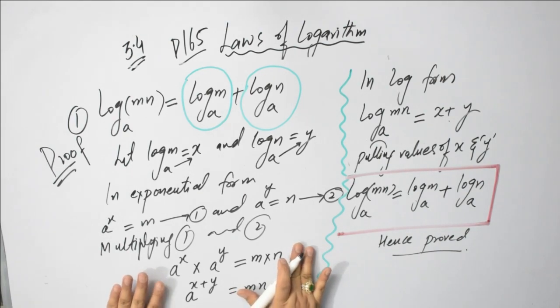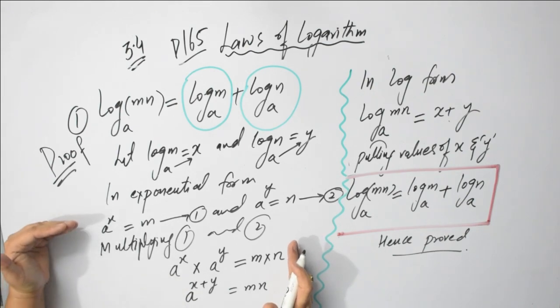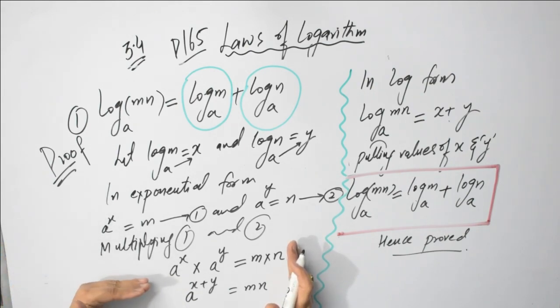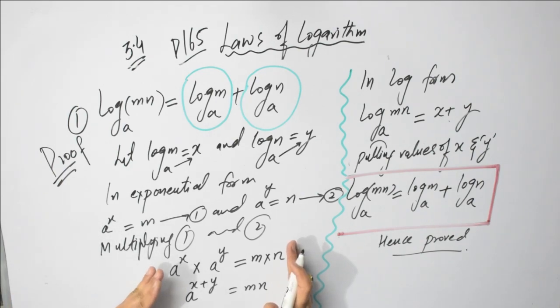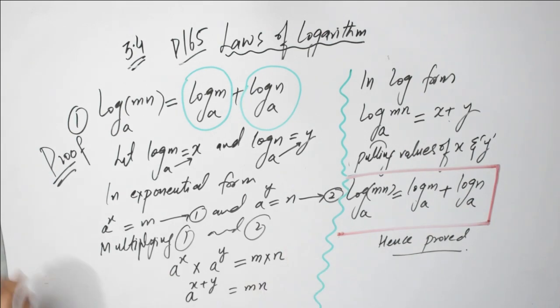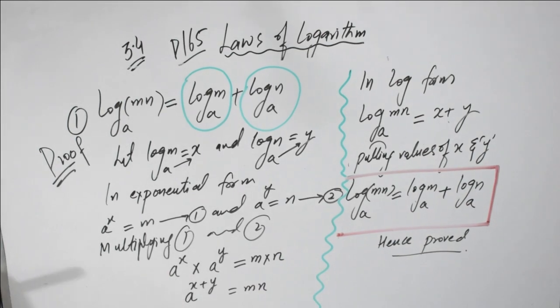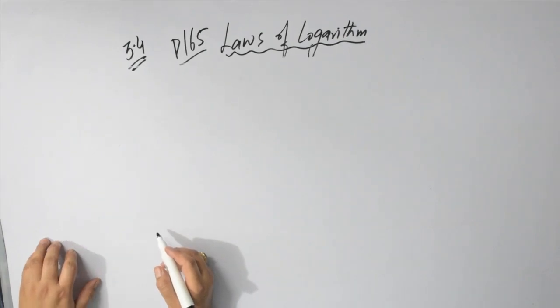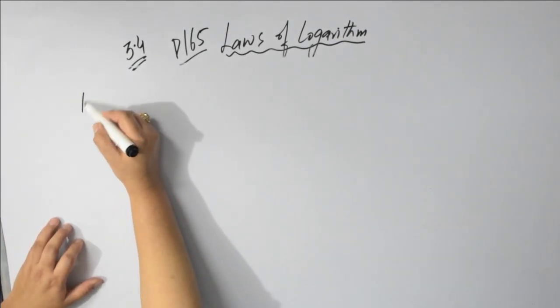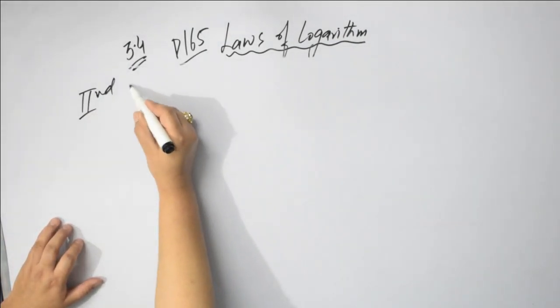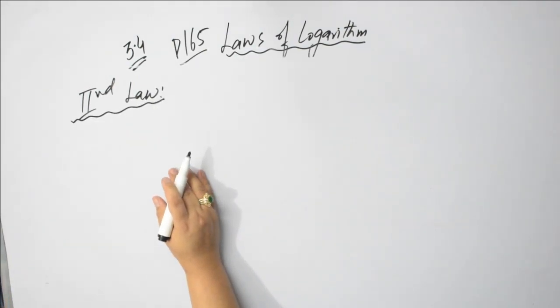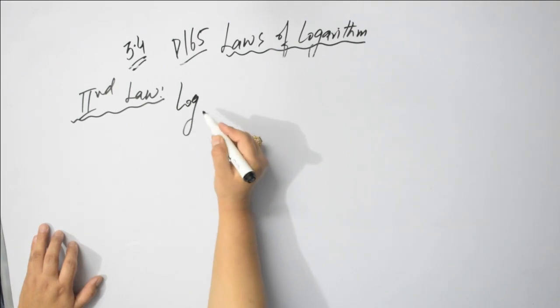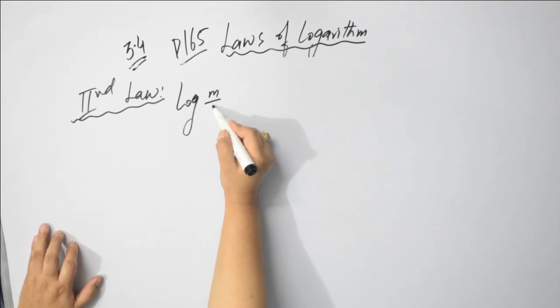Now come to its second law. First law is about product, and second law is about division. You know in mathematics multiplication भी है तो वहीं division भी हम बता देते हैं. चलिए सेकेंड लॉ की तरफ चलते हैं हम. Okay, now what is second law. Second law is log of m divided by n, ठीक है.